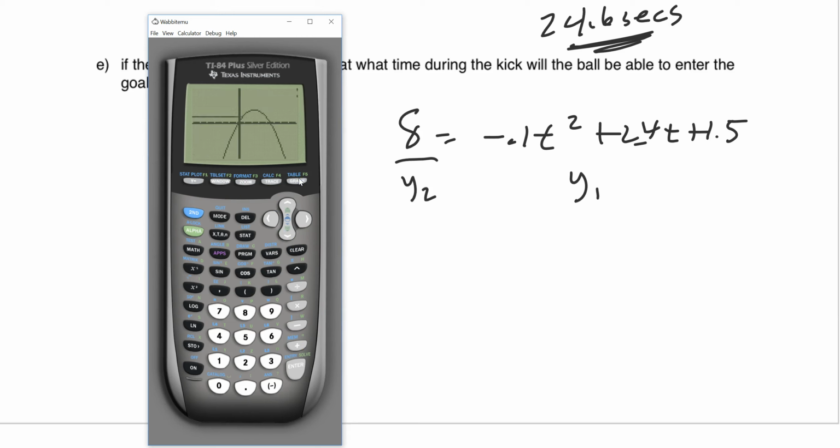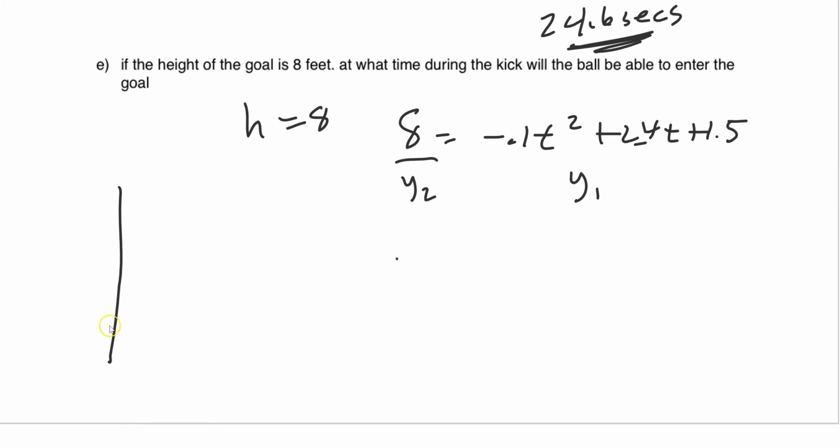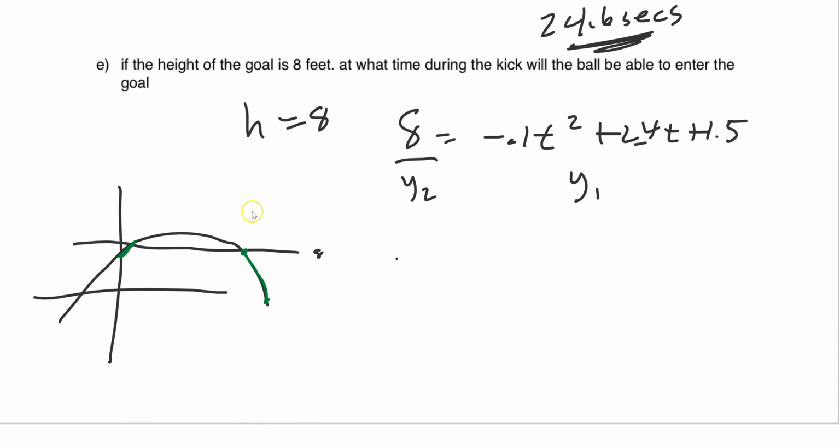I want to see where these two graphs hit each other. So where is it less than 8? I've got to find where they intersect. So second, calculate. Let's find the intersection. Actually, let me draw it so you know what we're talking about, right? So we have this as our kick. We have this. This is 8 feet. I want to know when I can actually make a goal. Well, I probably can make a goal from anywhere from here to here. And from here to here. Only times it's below 8 feet, right? Because if it's over 8 feet, I can't. It's over the goal. It's only between these two times that I could do it. So that's what I'm trying to find.